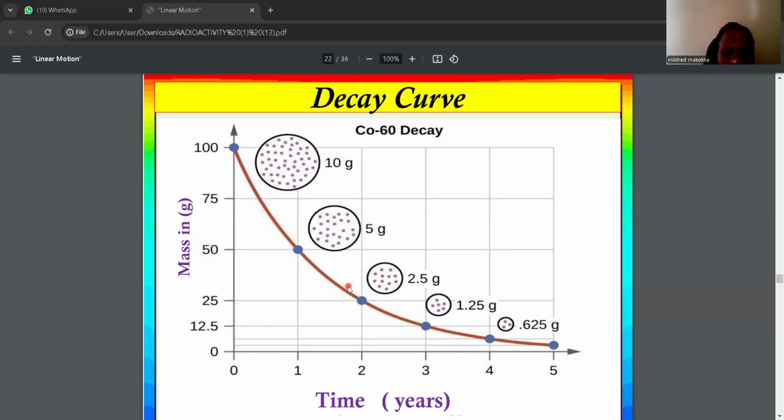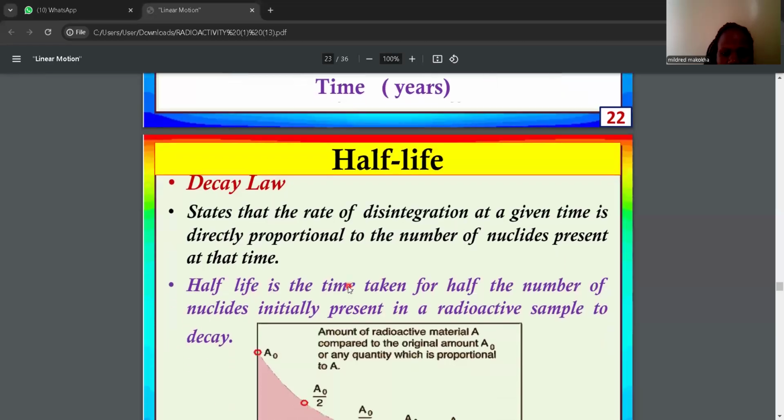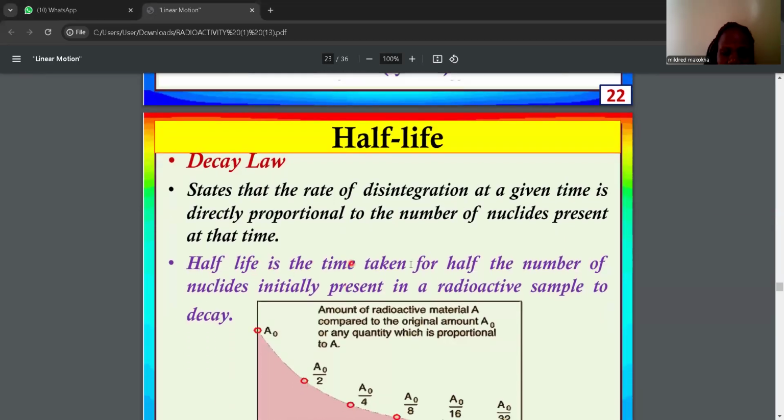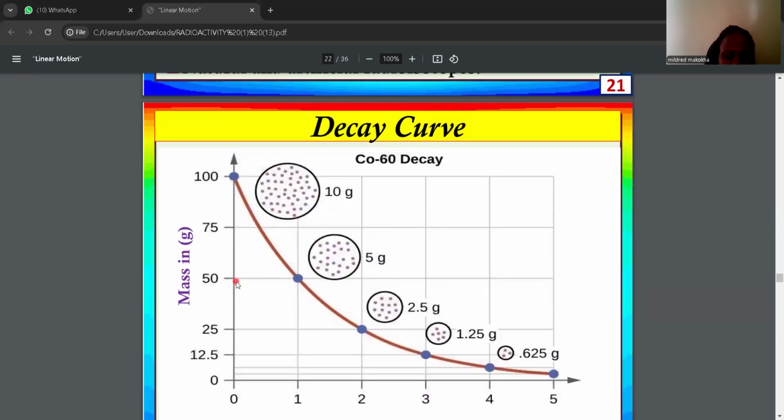So half-life is the time taken for a radioactive substance for its nuclei to reduce to half the number of the original nuclides. I have explained this in our next slide. Half-life is the time taken for half the number of nuclides initially present in a radioactive sample to do what? To decay.